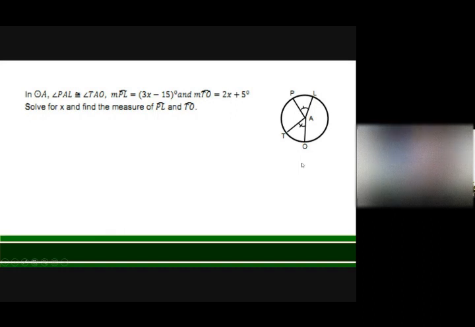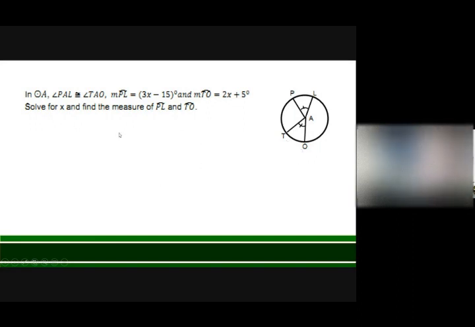Okay. So, here's the question. In a circle A, if PAL and TAO are congruent, and the arc PL is equal to 3x minus 15 and the arc TO is equal to 2x plus 5. Let us try to solve for x and find the measure of arc PL and the arc TO. So, paano ba yung gagawin natin dito?